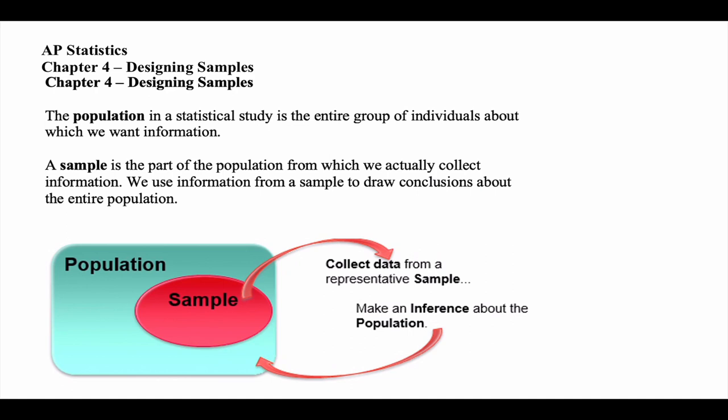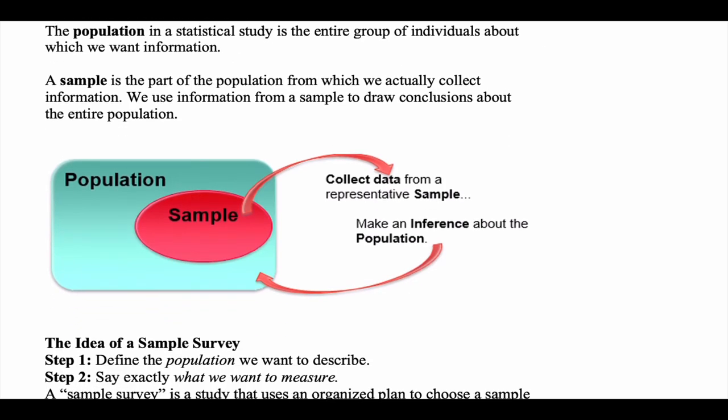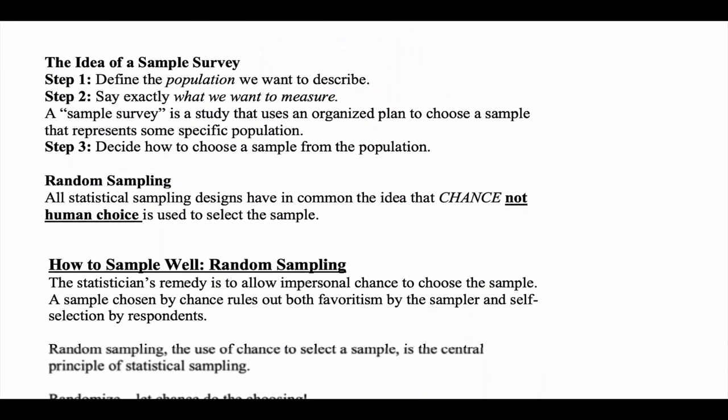If I wanted to get opinions about anything in Fresno, California, there are 600,000 people that live in Fresno. I don't have to ask all 600,000. If I take a good sample, that'll give me a good reflection of what's going on, right? So how do I get a good sample? That's what this chapter is all about.